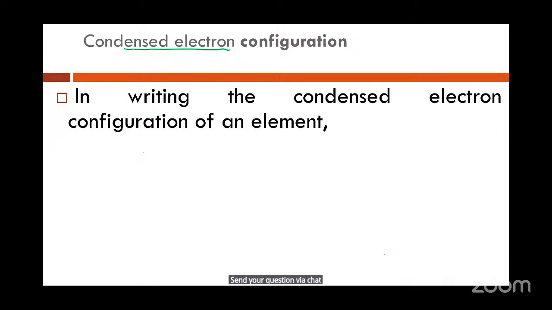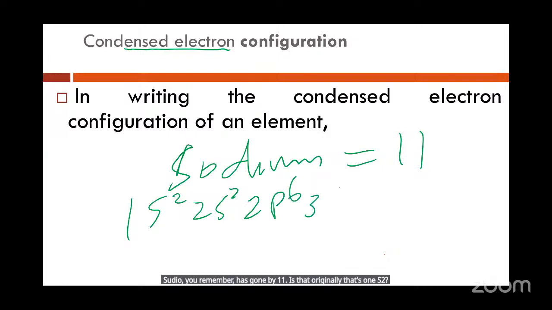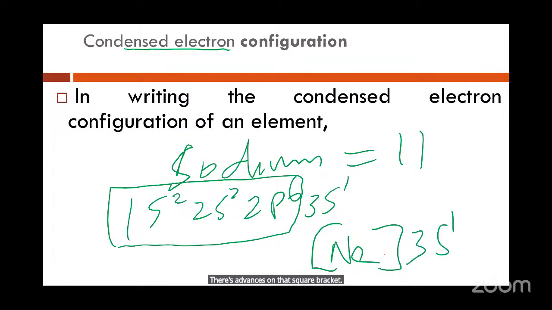Let me see. In writing the condensed form, assuming I want to write for sodium again. Sodium, you remember, is number 11. Instead of writing it as 1s2, 2s2, 2p6, 3s1, I will look for the nearest noble gas. And if you look at this, that's a noble gas. What's the name of that noble gas? Neon. So I will just put neon, Ne, the symbol of neon, in a square bracket. Square bracket, I emphasize. Then 3s1. This is a condensed form.